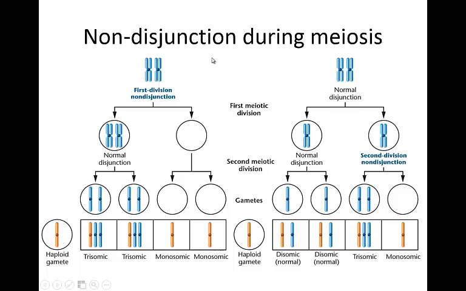Okay, so if you remember during meiosis, sometimes things can go wrong, and we call this nondisjunction. What this means is that when these chromosomes are supposed to be pulled apart, it happens incorrectly and it just doesn't work out quite right. So there's two different places or phases at which you can get this nondisjunction happening. It can happen during the first meiotic division.